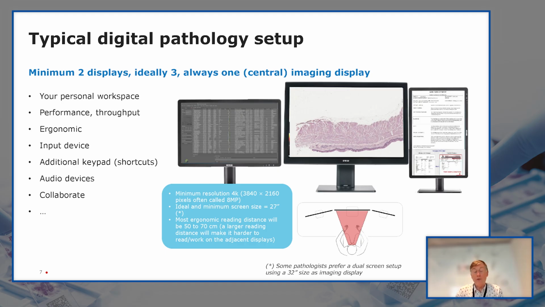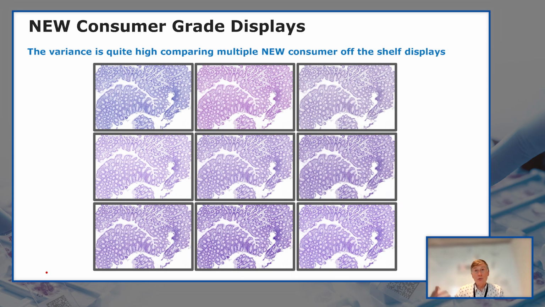So if you go shopping for a display, assume that you go into this nice shop to buy a new TV. It's more or less similar. They all show the same video, but they all look different in luminance and color. So if you look for new customer grade or office displays, they are all over the place and they're never exactly the same if you stick to that. That's why it is important to understand what is the difference between an office display and a medical grade display.